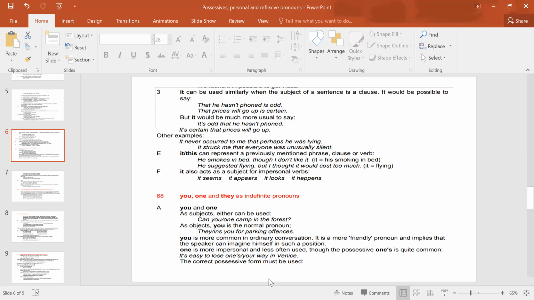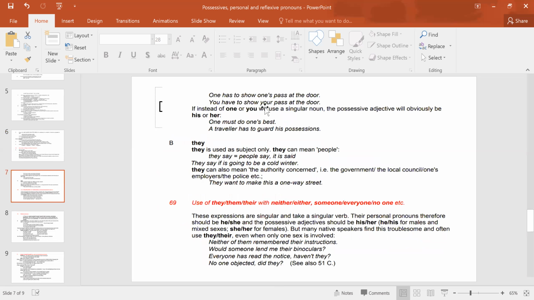Though the possessive one's is quite common. It is easy to lose one's way in Venice. It is easy to lose your way in Venice. So both can be used. If you are using your, it is friendly, it is more personal, whereas one is less personal, it's impersonal. And of course, one's can be used. The corresponding possessive must be used, like: one has to show one's pass at the door. You have to show your pass at the door. So both can be used. You have to show your pass at the door is of course more usual.